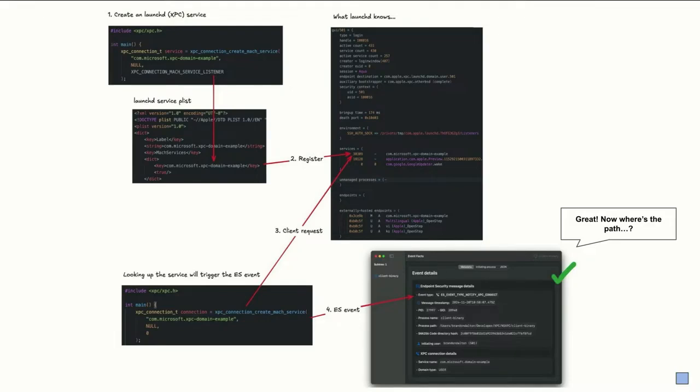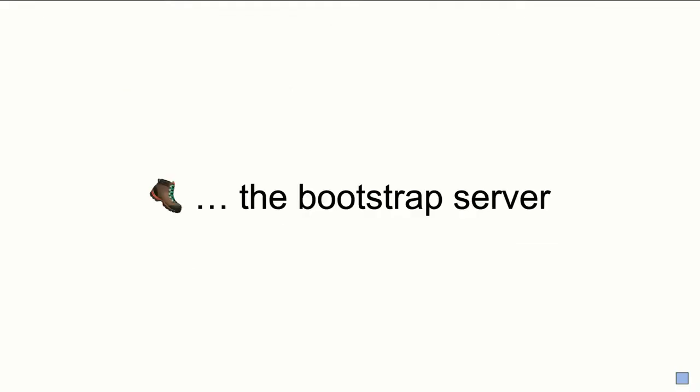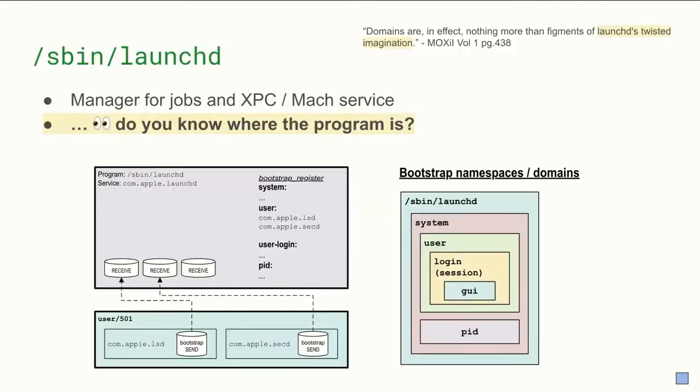All right, so great. Now where's the path? Csaba said we have to check the code signing. Introducing the bootstrap server. This is where we're going to try to enrich our data and get some more information. On macOS, the bootstrap server is launchd. It's the manager for these jobs and XPC services. And so it has to know where the program path lives, correct? Unfortunately, this isn't always as straightforward as we're going to see over the next few slides here.